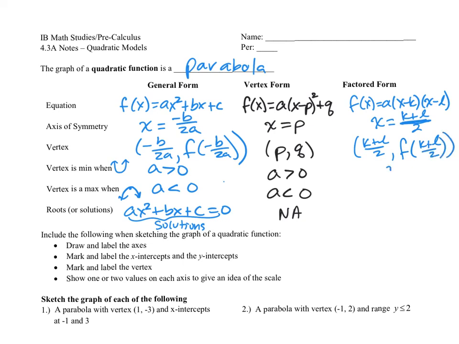Okay, and then again, the vertex is a minimum when a is greater than 0, and a maximum when a is less than 0, because the parabola would open down. And then to find the solutions or the roots, that would be at the point (k, 0) and at the point (L, 0).